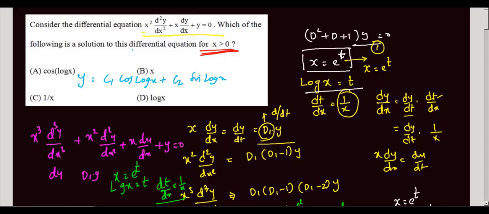We can take it without the other term because x is greater than 0. In your answer, only cos of log x is there, so that implies c1 equal to 1, c2 equal to 0. Here the option is cos of log x. So given the option, we determine c1 and c2. This type of question is very important; you can get 2 marks.